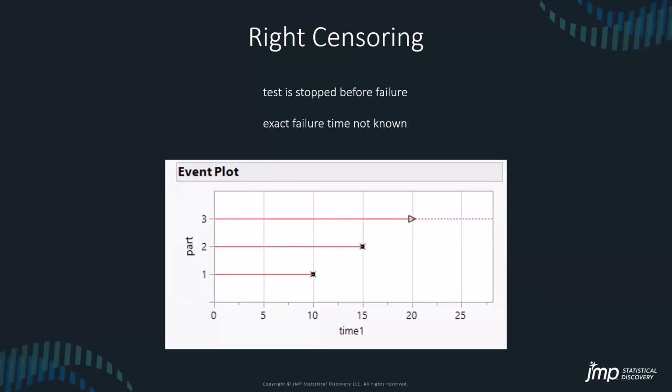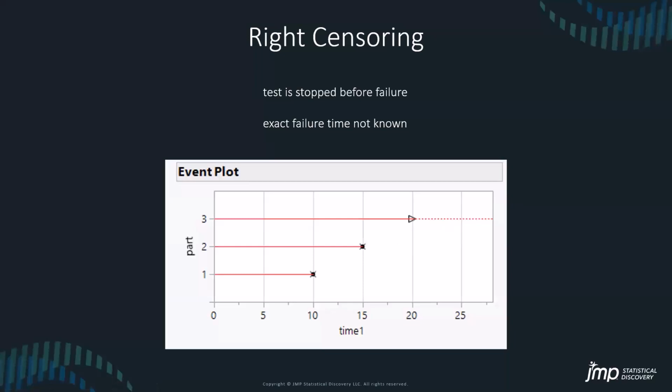It would have failed at some point if we had allowed the test to continue. We don't know exactly when. So the failure time is greater than 20 hours. That's a censored data point. And so in JMP and other software as well, there are methods available to you to treat this censored data.